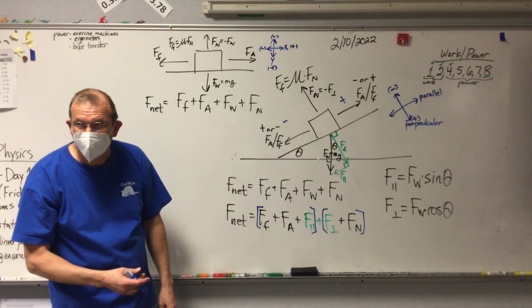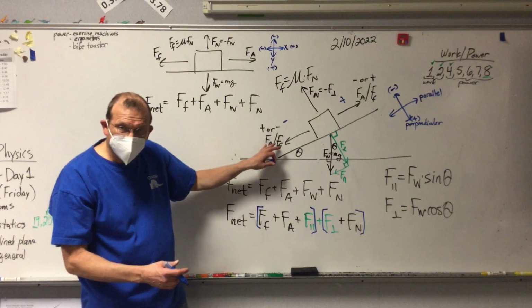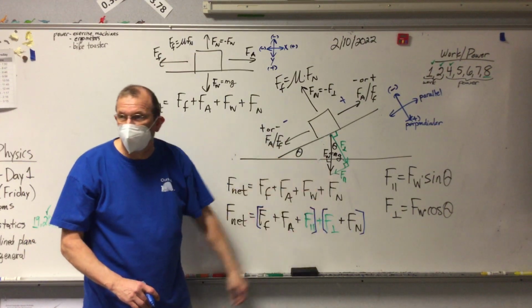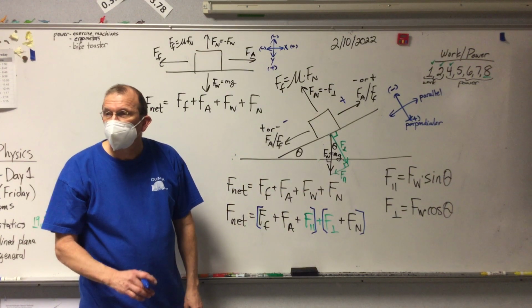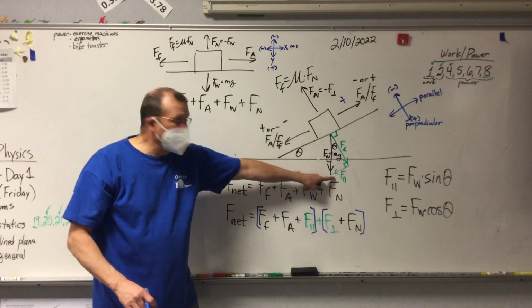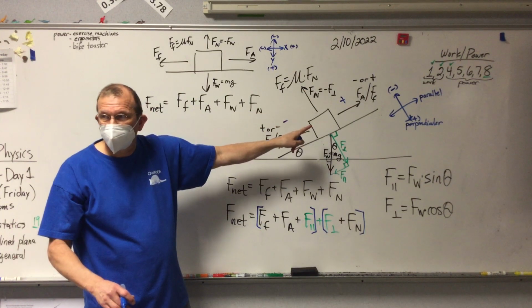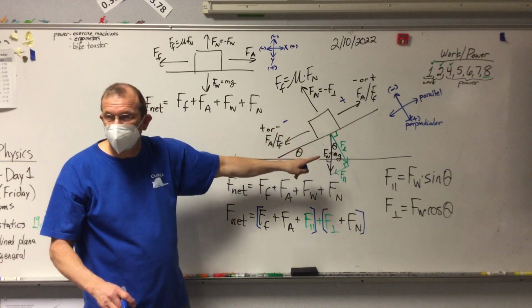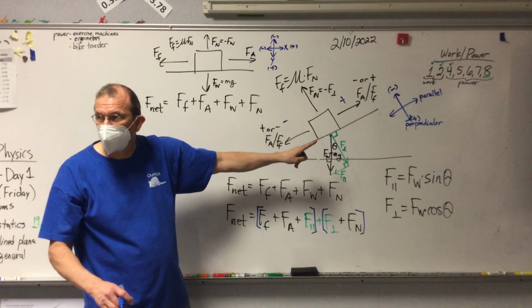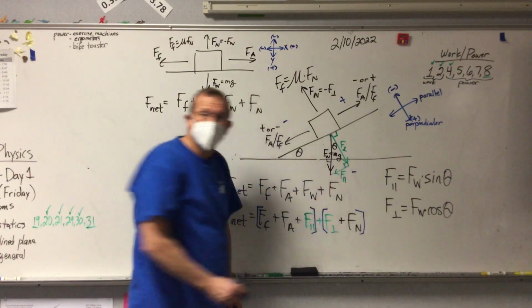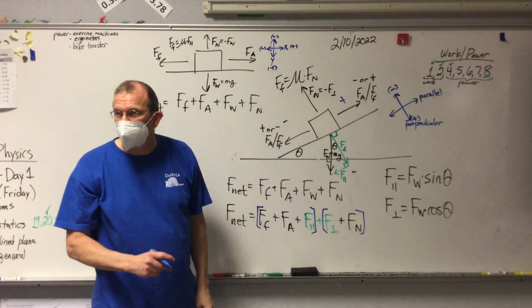F parallel, and this one here. What sign does this one have? Oh, I thought you meant positive or negative. What sign does this one have for this scenario? Which way does it point in the picture? Up or down the plane? Down. Therefore it is negative, when we're pushing it up the plane.